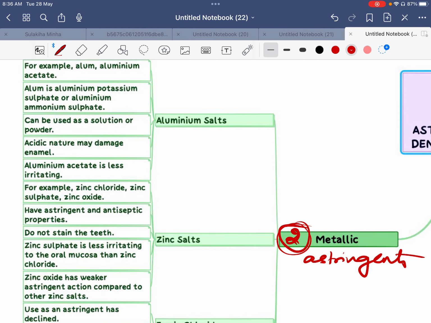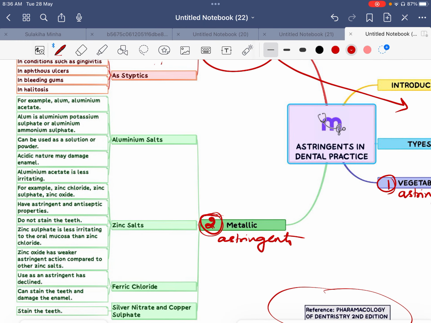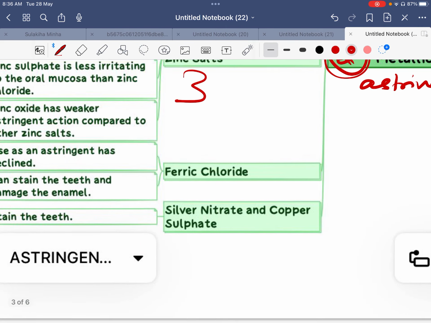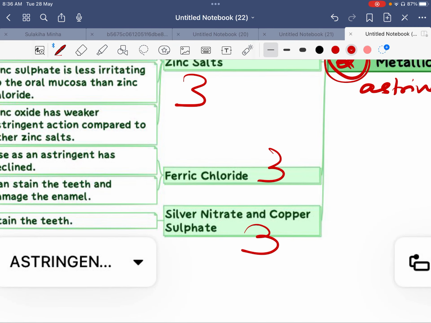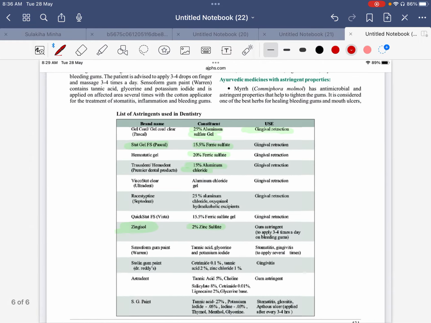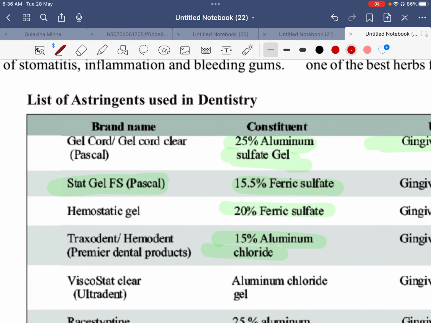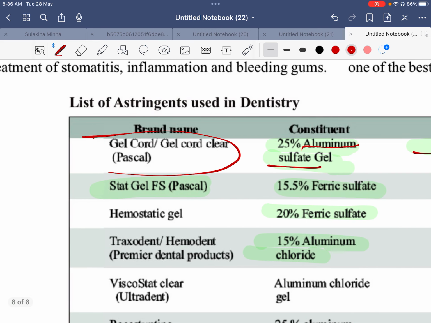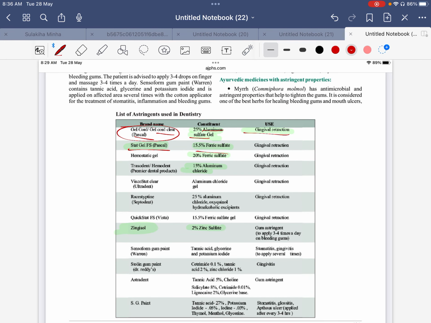Then here, I want you to reduce a few points. I just want you to keep the three most important points in each of these three. If you have fewer than three, it's okay, but I want you to add the brand names. So this article describes how, for example, aluminium sulfate gel is used for gingival retraction, and the brand name is Gel Cord or Gel Clear, or ferric sulfate is used. These are important points that as a dentist you're supposed to know. So that can be your third point.